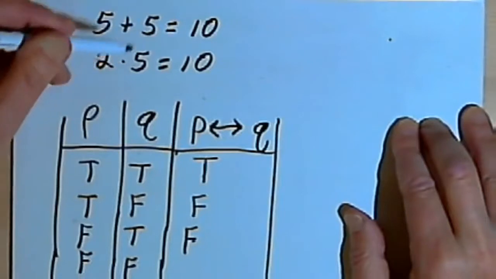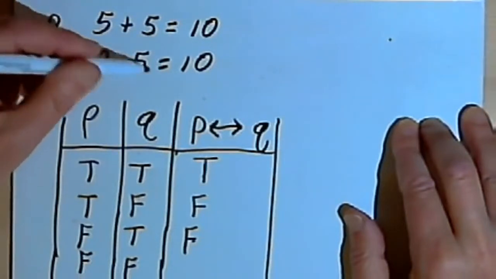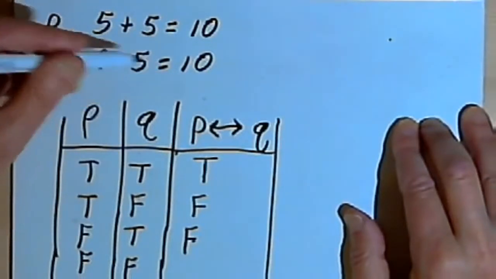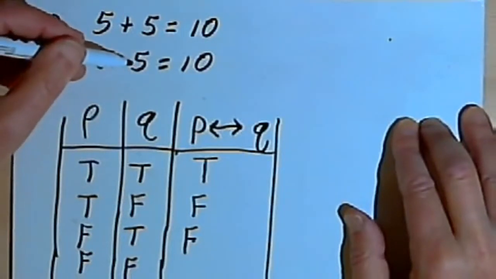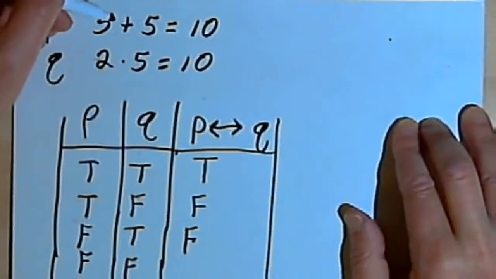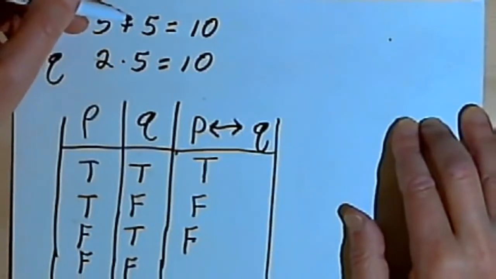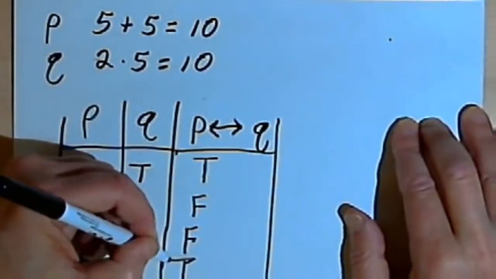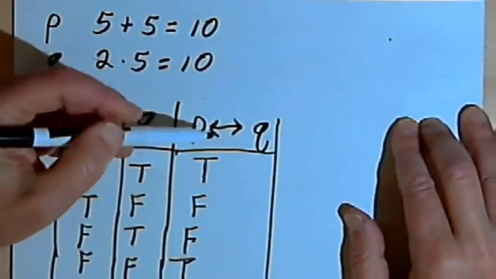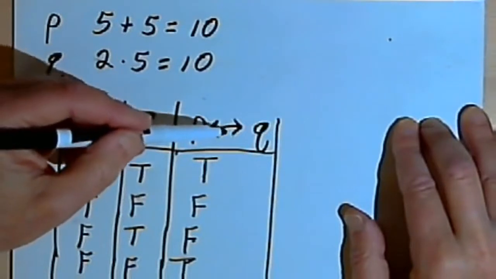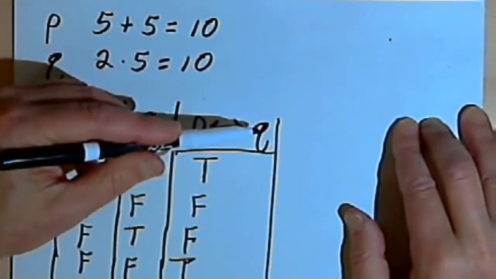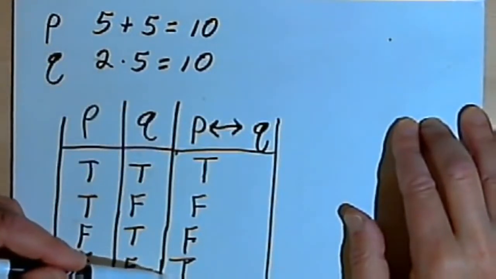If 5 plus 5 did not equal 10, I have no reason to expect 2 times 5 to equal 10. Think of the other direction. If 2 times 5 did not equal 10, I have no reason to believe that 5 plus 5 will equal 10. So that is true. So my biconditional, P if and only if Q, is going to be true.